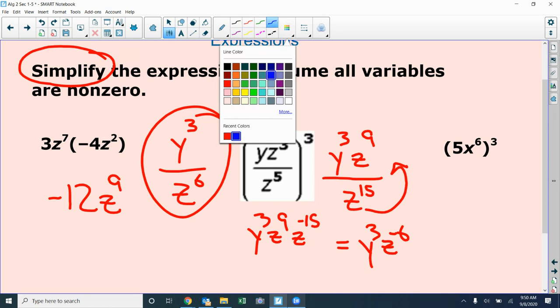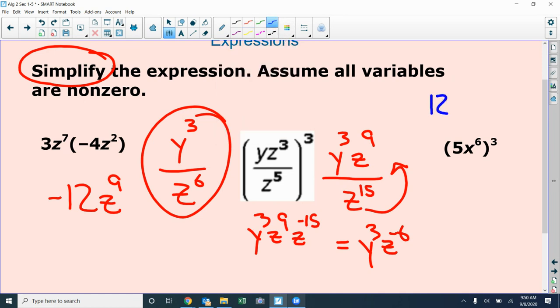I'll give you this answer, and then I'll show you how we get it. 125x to the 18th. So the first question is, where do you get that 125? Well, that's 5 to the 3rd power, isn't it? 5 times 5 times 5. And then x to the 6th raised to the 3rd is x to the 18.